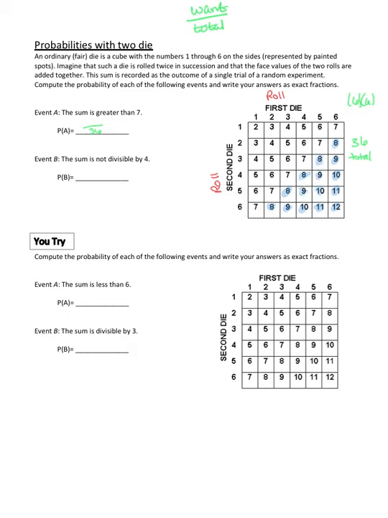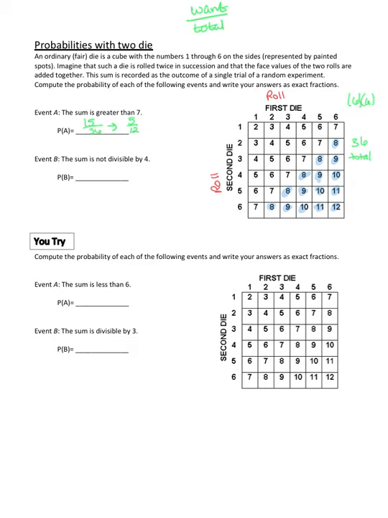So let's count them. 1, 2, 3, 4, 5, 6, 7, 8, 9, 10, 11, 12, 13, 14, 15. There are 15 outcomes where the total is greater than 7. I want you to reduce that. You need to be able to find common factors, and 3 is a common factor. 5/12. And yes, I will take off points if you don't reduce. It is a mathematical requirement.